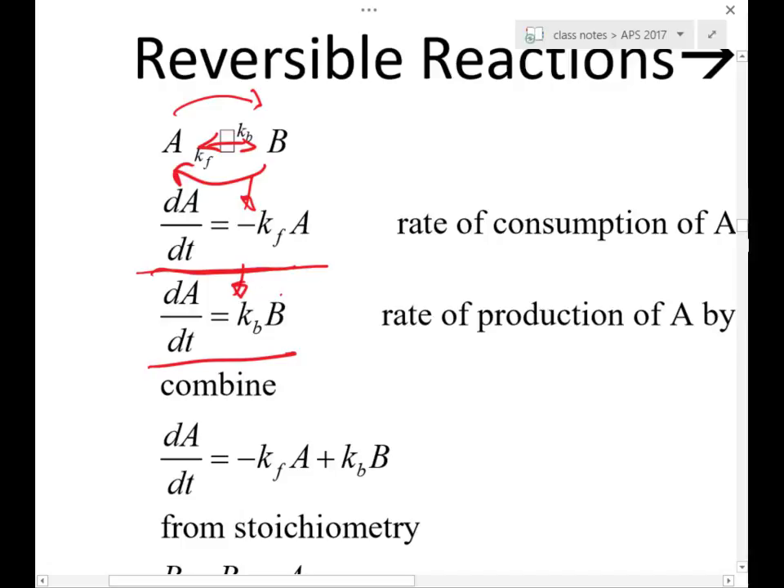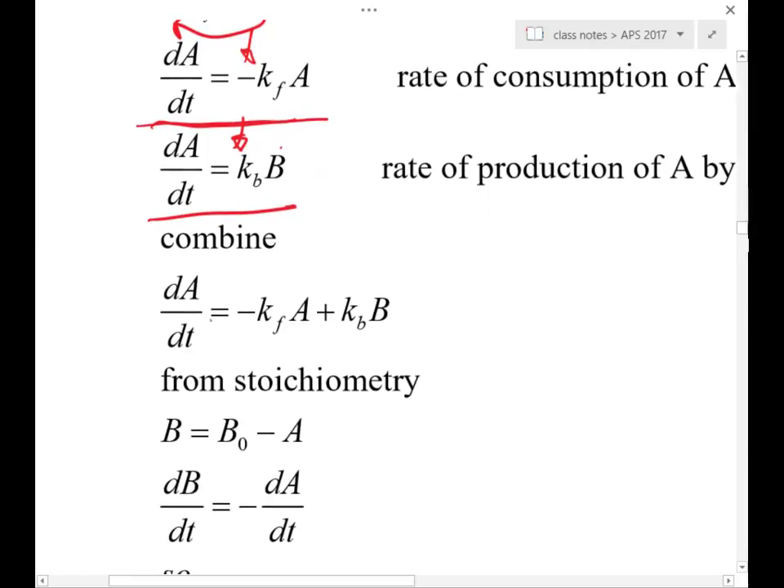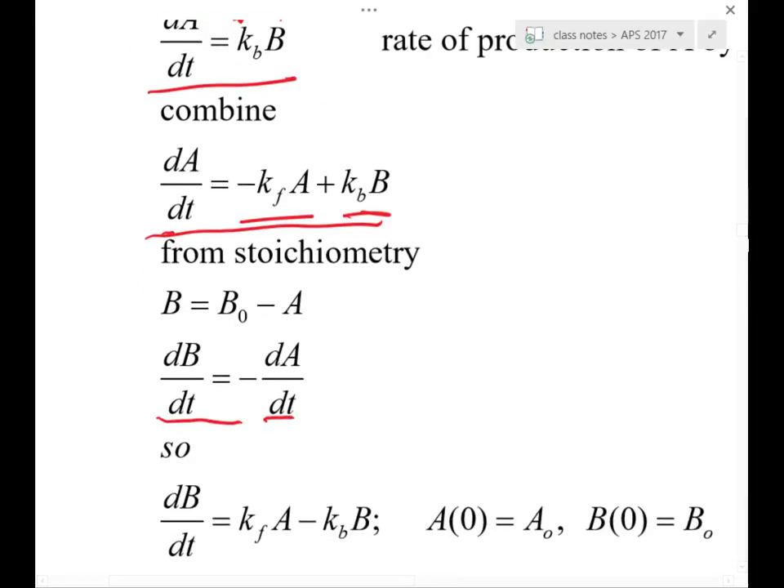And so then the net is that we add them together. So the net change, the rate of change of A, is just the reaction that consumes A and the reaction that produces it. We can get then from the stoichiometry that the rate of change of B is just equal to the negative of the rate of change of A. So for a reversible reaction, we substitute in and we get the two components with reactions that are like this. Just the difference between the forward and the back reactions.